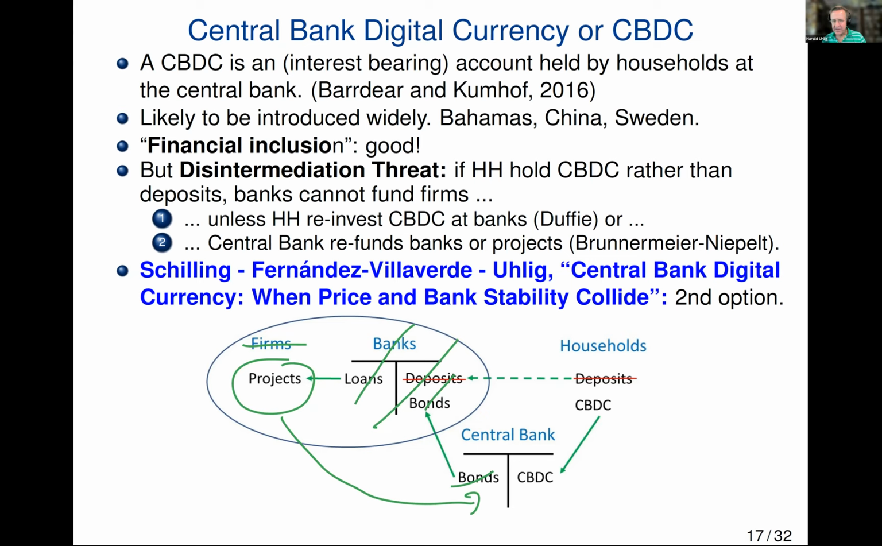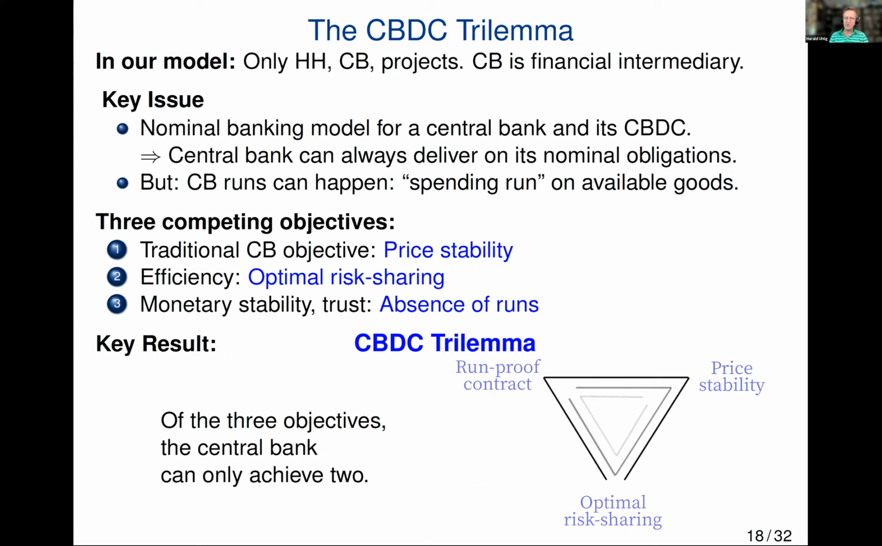Okay, so only households, only the central bank and the projects, and the central bank now becomes this financial intermediary. And some people have said, well, that's a great thing. Now that the central bank is running it, there are no more runs, because there's no more bank fragility, because the central bank can always deliver its nominal obligations, right? The bank may not, and maybe you have to do some deposit insurance, but a central bank, if you come there with $10, it just gives you $10 back, and that seems to be the end of it.